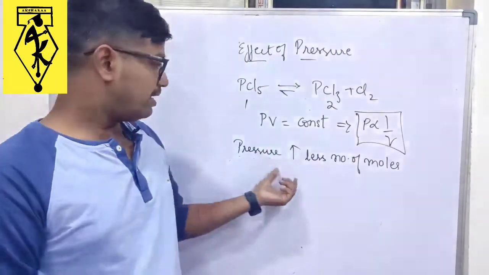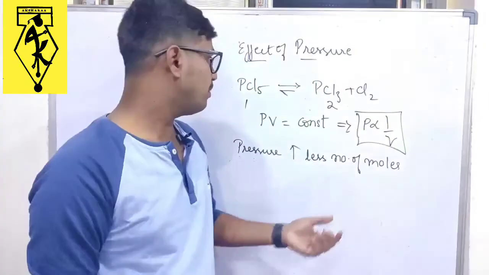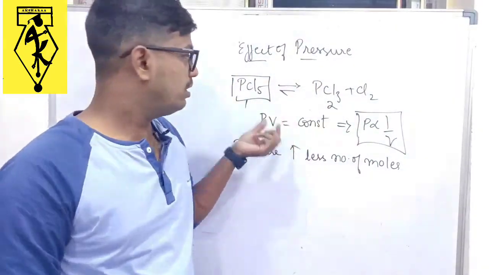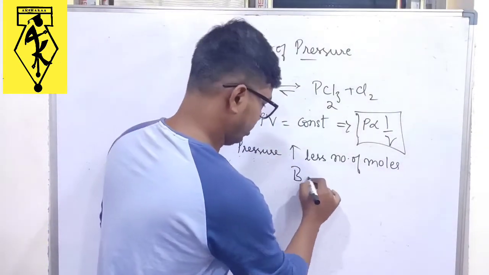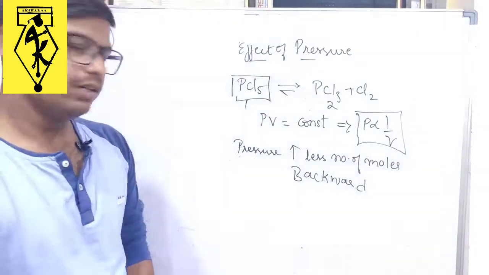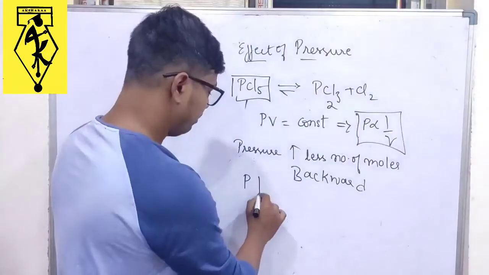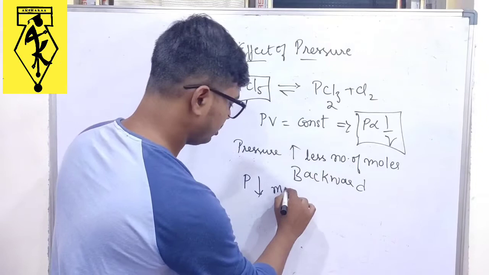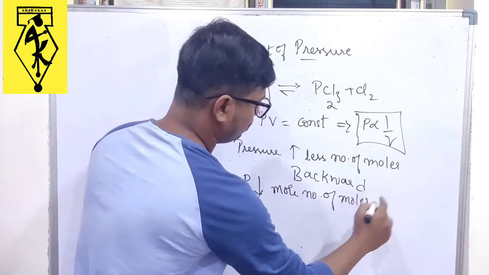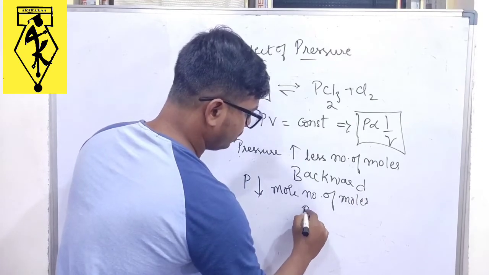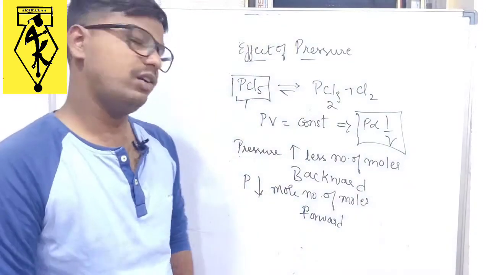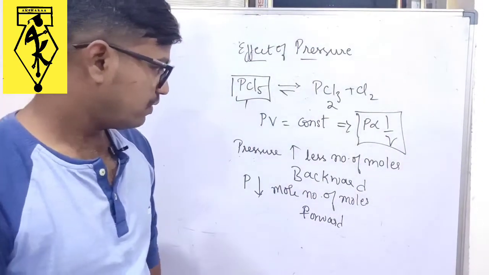That means pressure increases, the reaction is going towards the less number of moles. That means PCl5 is being prepared more. That means it is going towards the backward reaction. So what if you decrease pressure? Pressure decreases, more number of moles. Pressure decreases means it goes towards the more number of moles. That is the forward reaction. So this is the condition, right?